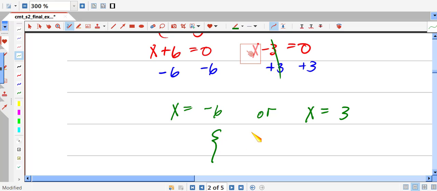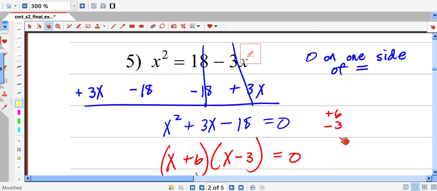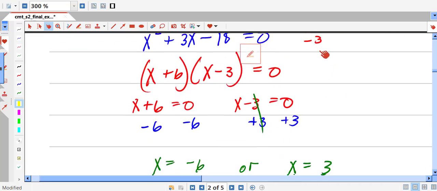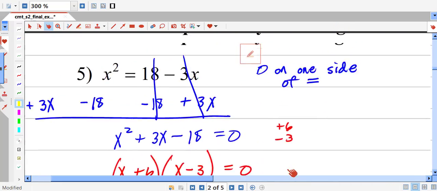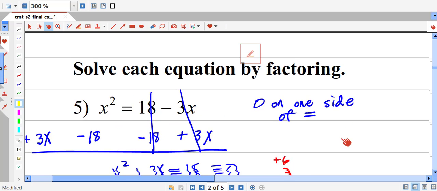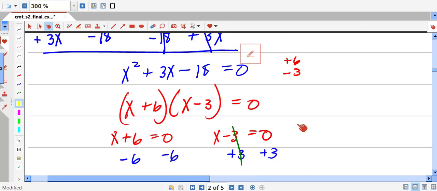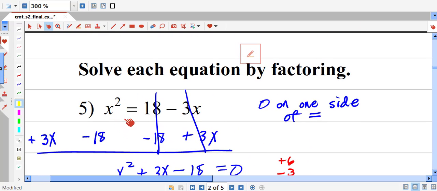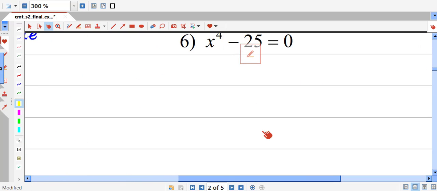So my solution set is negative 6 and 3. Those are both solutions. And if I substituted those values back into the equation, I should get a true statement. So like if I put 3 in, I get 9 equals 18 minus 9. 9 equals 9. That's true. And if I put negative 6 in, I get 36 equals 18 plus 18. Sure enough, that is 36. So I can be rest assured I got the solution.